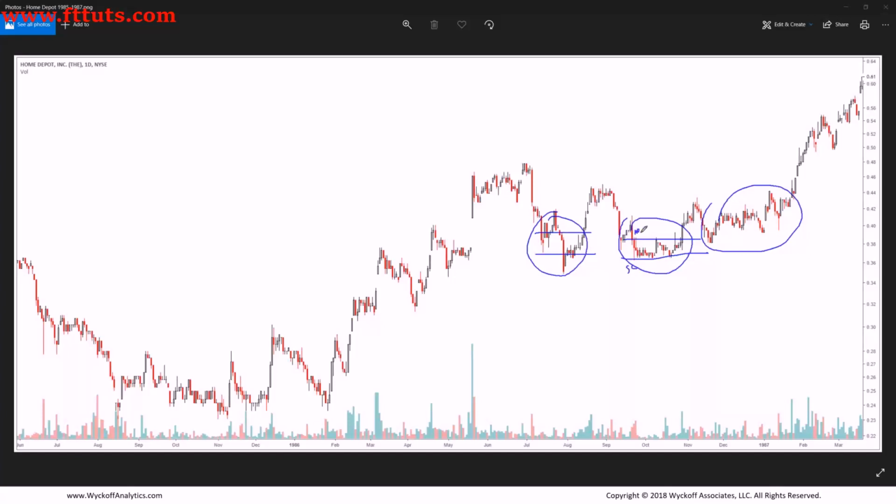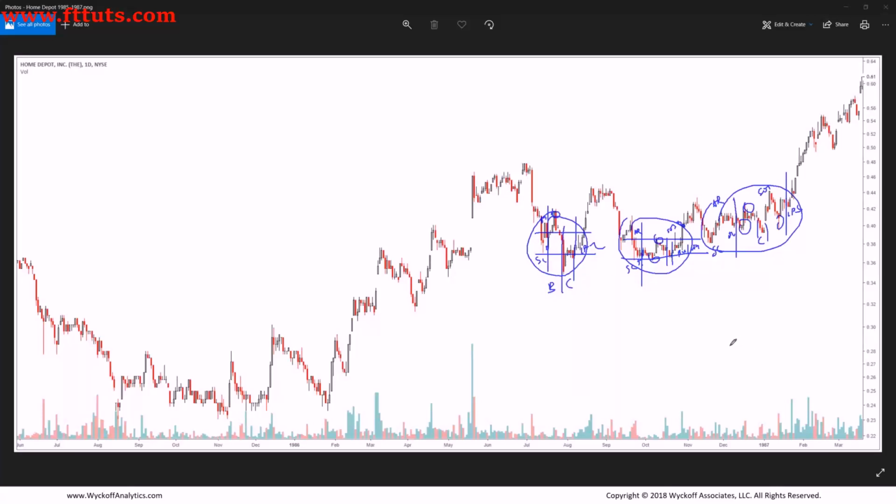Selling climax, automatic rally, secondary test, phase A, B, C, sign of strength, backing up action, or LPS, major sign of strength, major backing up action. Selling climax, automatic rally, secondary test, phase A, B, C, sign of strength, shakeout type of action in D, LPS, here we go. This one, selling climax, automatic rally, secondary test, phase A, B, C, LPS, and so on and so forth.